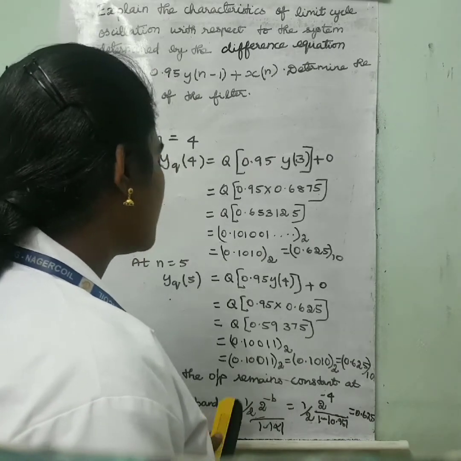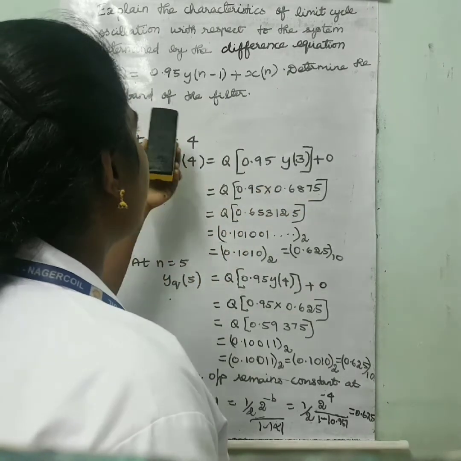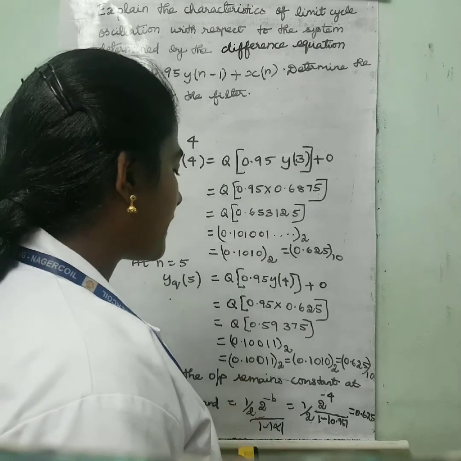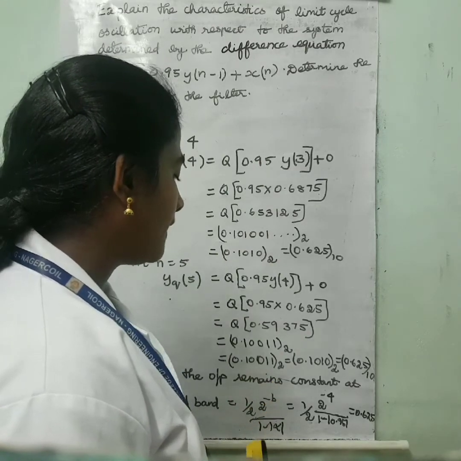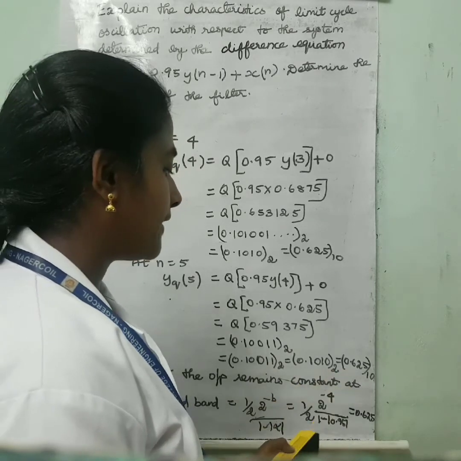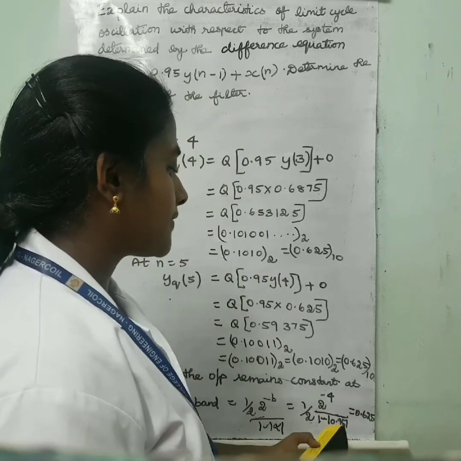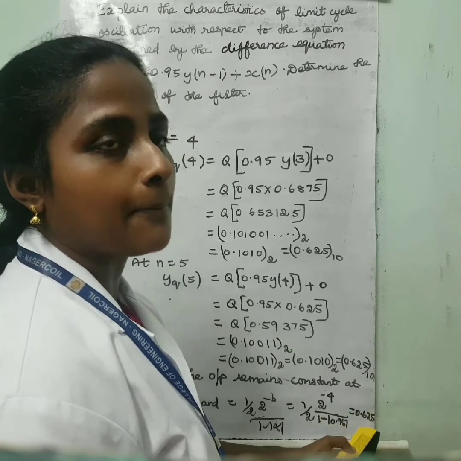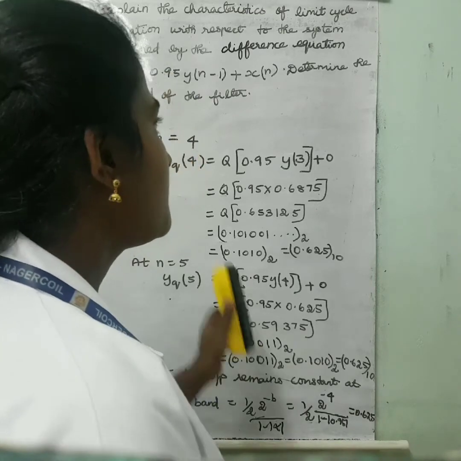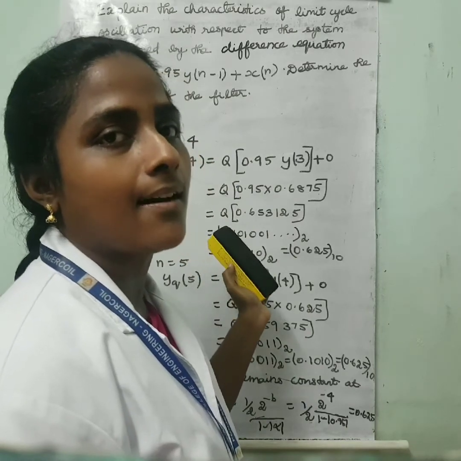Okay, so now we have to find the dead band of the filter. They have asked, determine the dead band of the filter. So dead band is equal to 1 by 2 into 2 power minus p divided by 1 minus modulus of alpha. So 1 by 2 into 2 power minus 4 divided by 1 minus modulus of alpha, where alpha value here is 0.95. That is equal to 0.625. So the dead band value is 0.625.